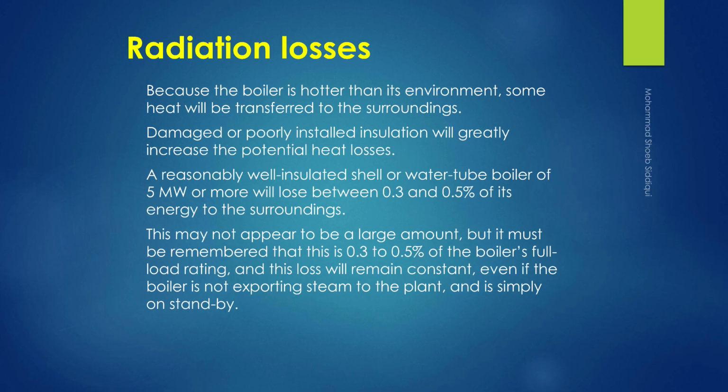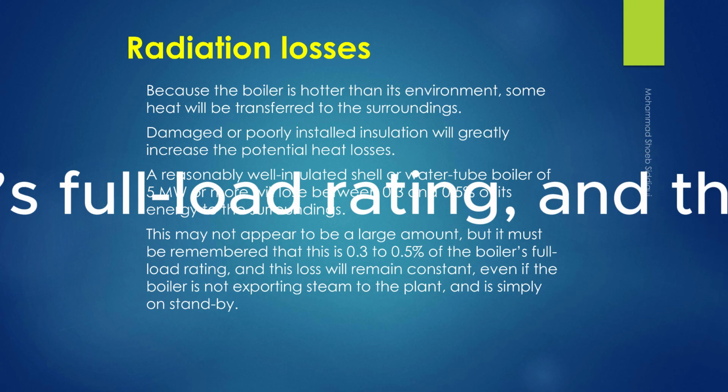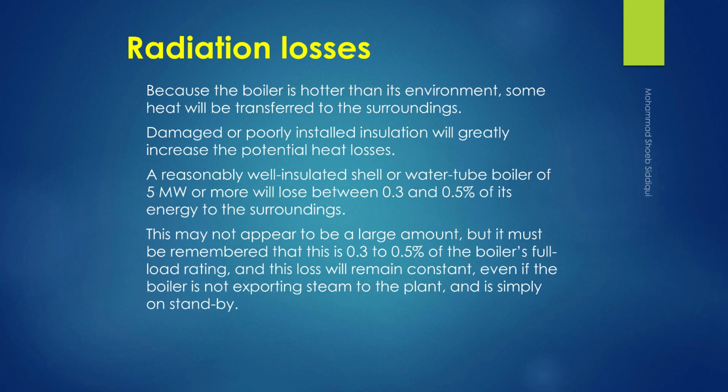3. Water. Radiation losses. Because the boiler is hotter than its environment, some heat will be transferred to the surroundings. Damaged or poorly installed insulation will greatly increase the potential heat losses. A reasonably well-insulated shell or water tube boiler of 5 megawatts or more will lose between 0.3 and 0.5% of its energy to the surroundings. This may not appear to be a large amount, but it must be remembered that this is 0.3 to 0.5% of the boiler's full load rating, and this loss will remain constant, even if the boiler is not exporting steam to the plant and is simply on standby.